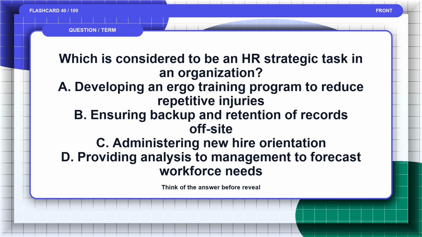Flashcard 40. Which is considered to be an HR strategic task in an organization? A. Developing an ergo training program to reduce repetitive injuries. B. Ensuring backup and retention of records offsite. C. Administering new hire orientation. D. Providing analysis to management to forecast workforce needs. Pause and think of the answer before the reveal.